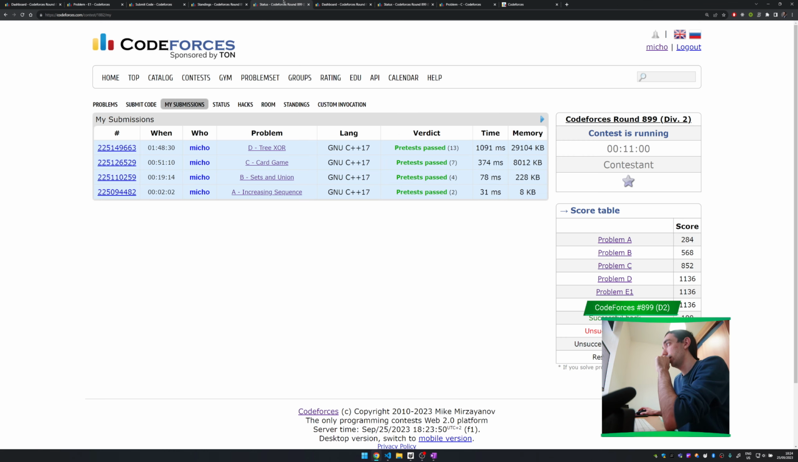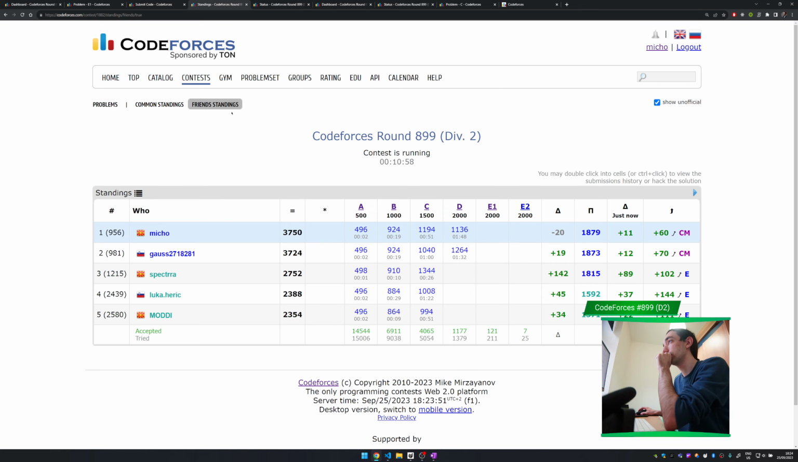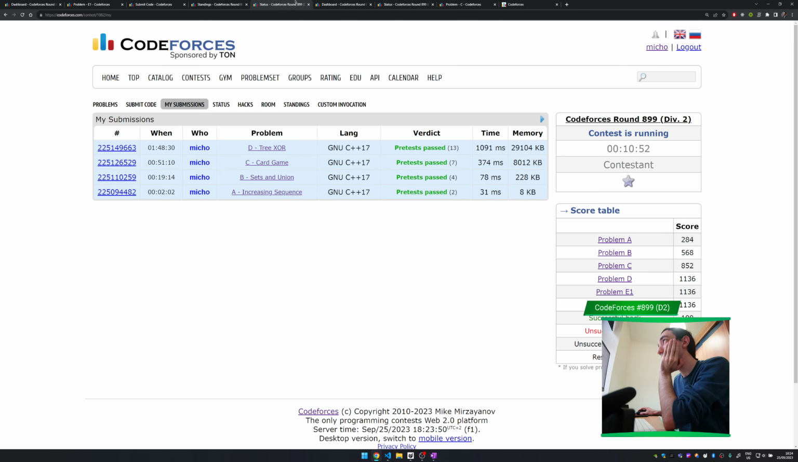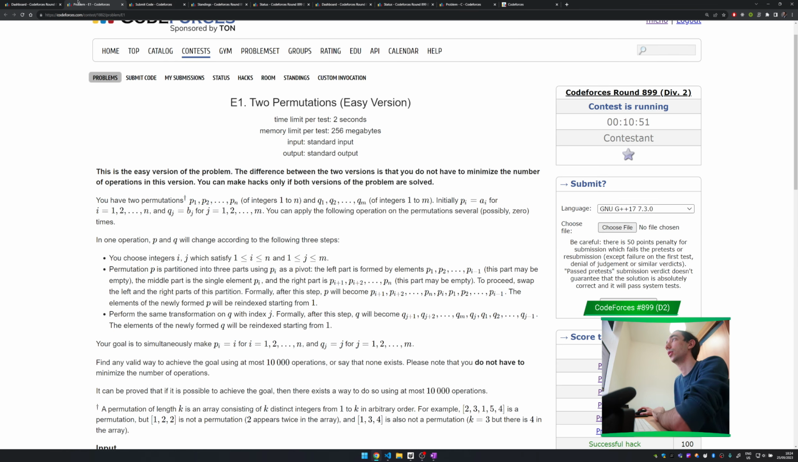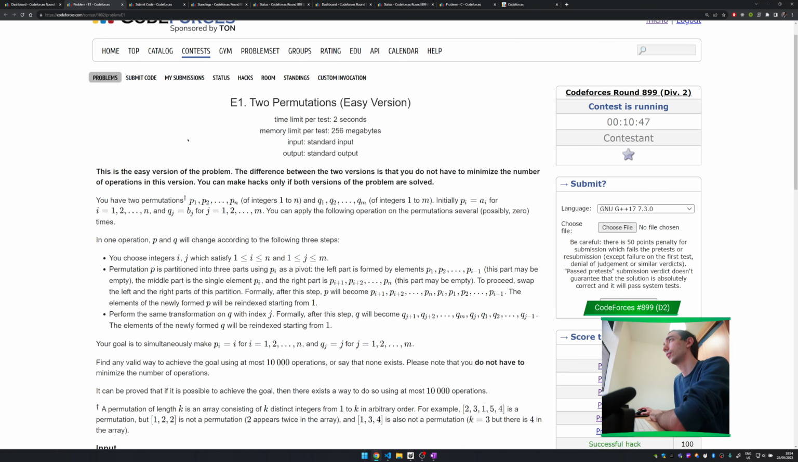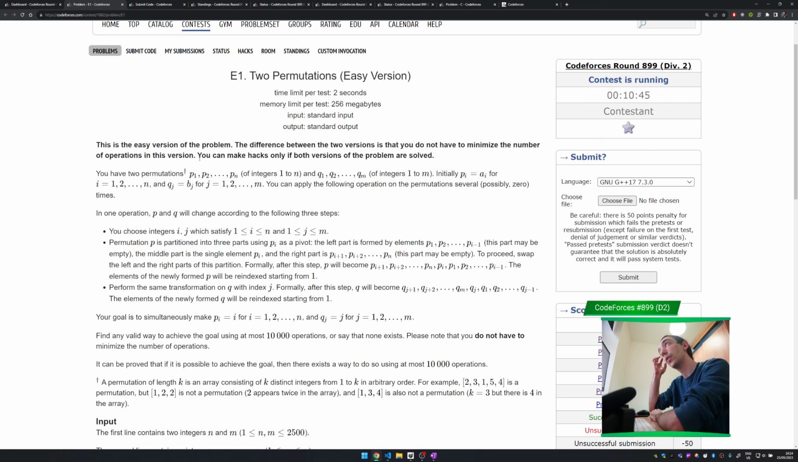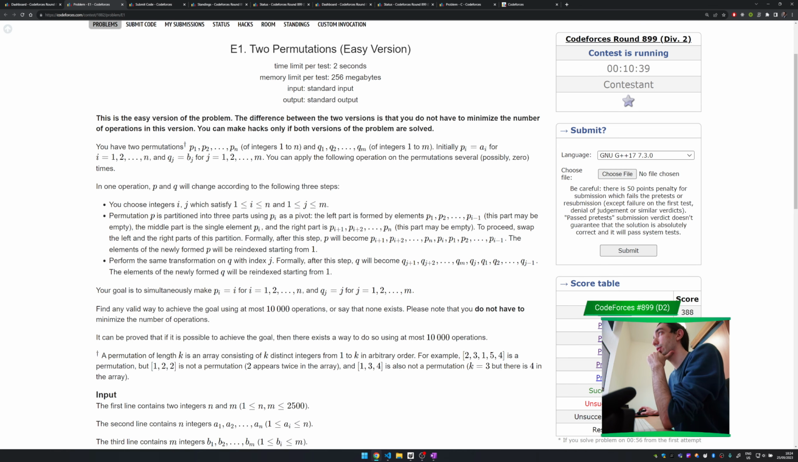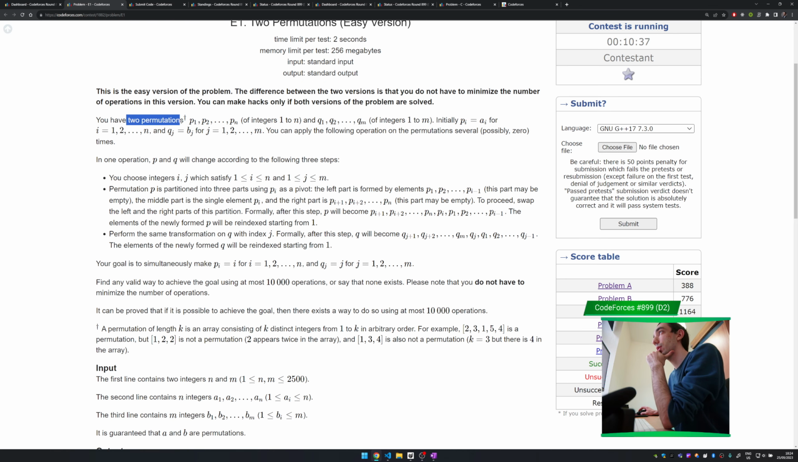E1, let's try E1. My friend here didn't manage to solve it, but maybe he will. E1, this is the easy version. The difference between the two versions is that if you do not have to minimize the number of operations, you can make any hack. You have two permutations.